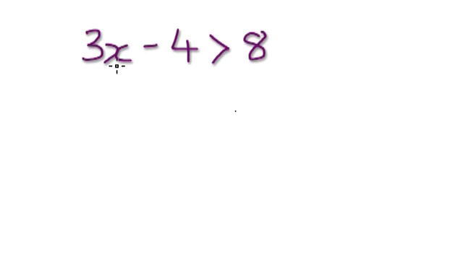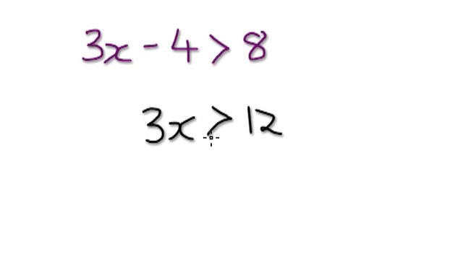Okay, so to do this, keep an eye on x. You're trying to get x on its own. So here, add 4 to both sides. This will be 12, and this will be 3x. Okay, and now divide both sides by 3. So x is strictly greater than 4.